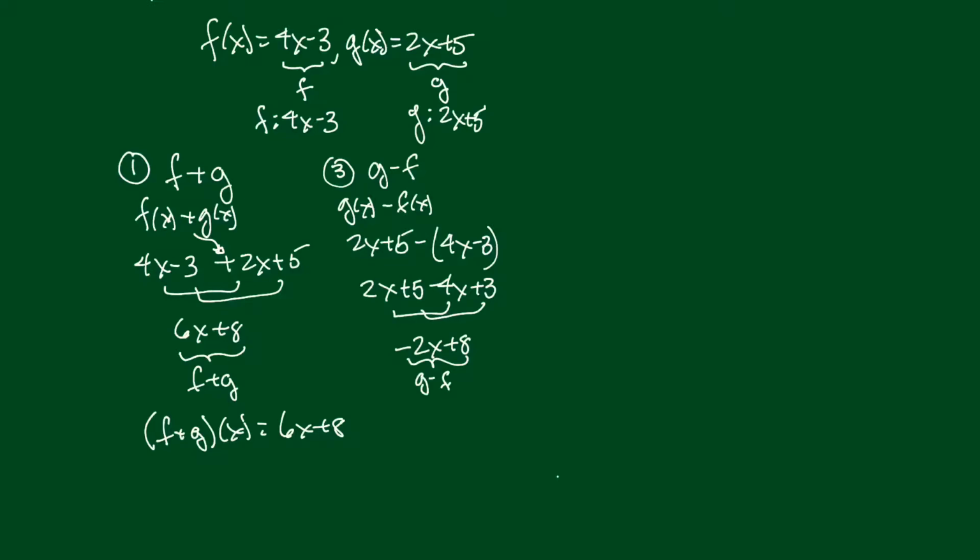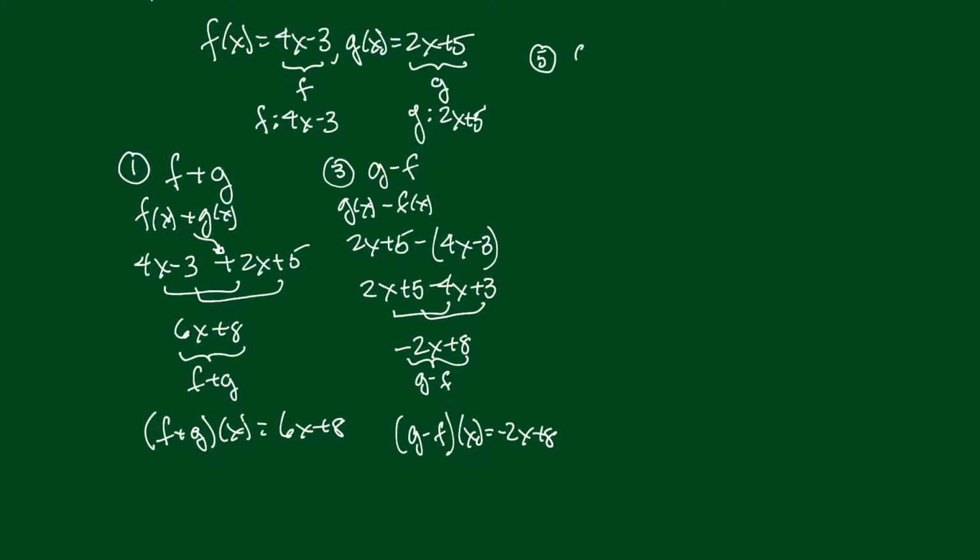So the name of that function there is g minus f. And you might name it as g minus f as one thing. What's the name of that function? g minus f of x is equal to negative 2x plus 8. And number 5, we can do that one right up here.